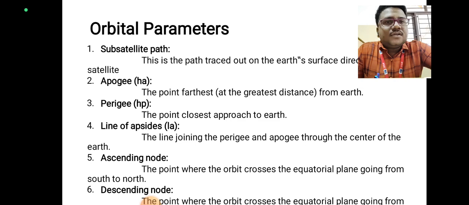This is used for the launching of satellite. Next is the orbital parameters. There are around 14 orbital parameters which describe the position of the satellite in space.